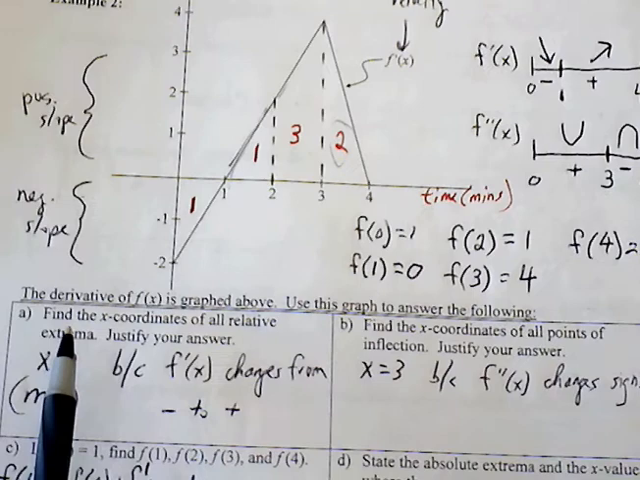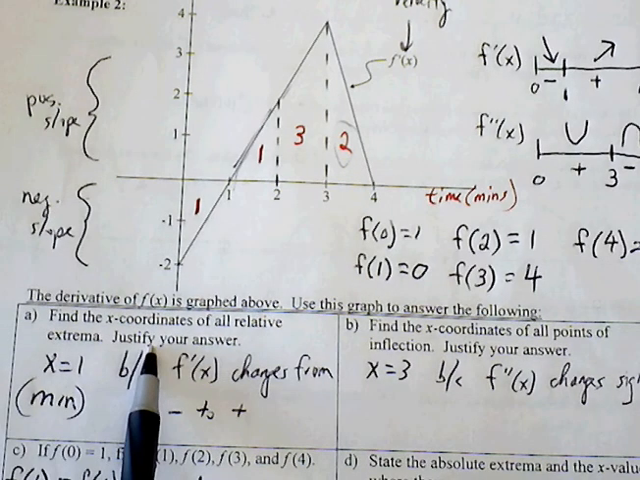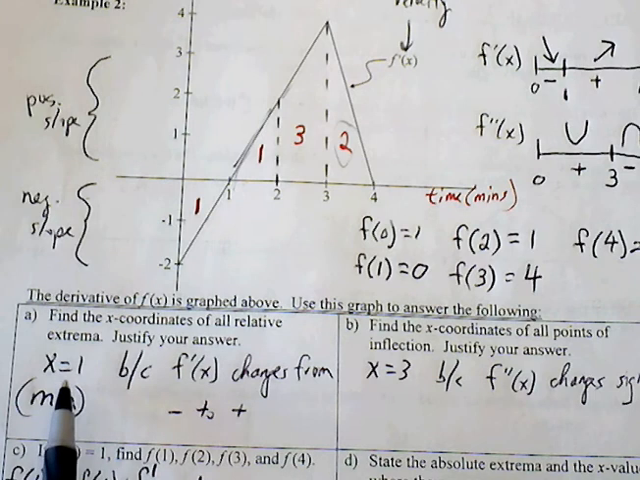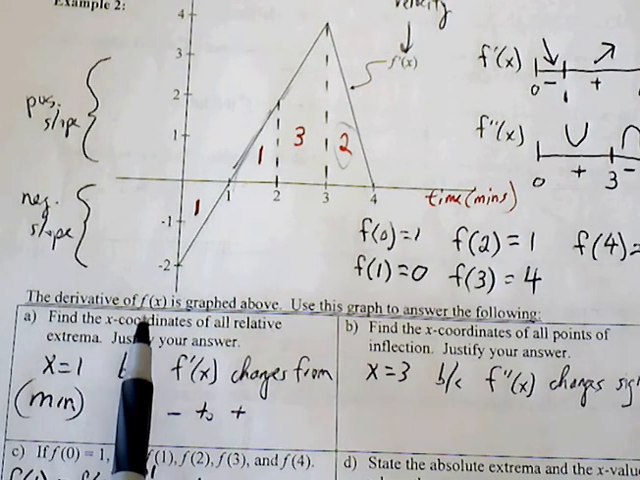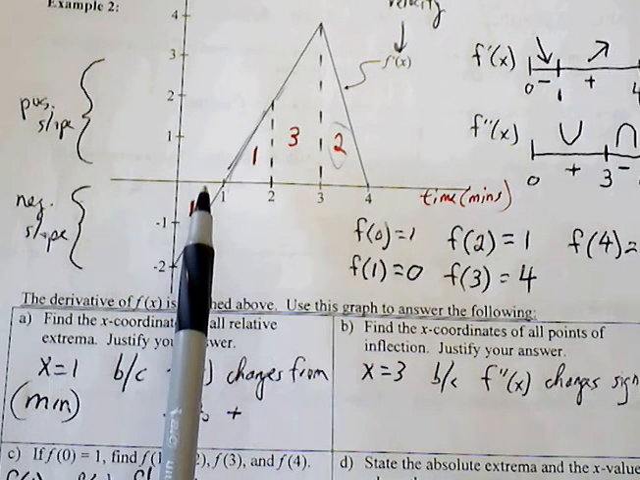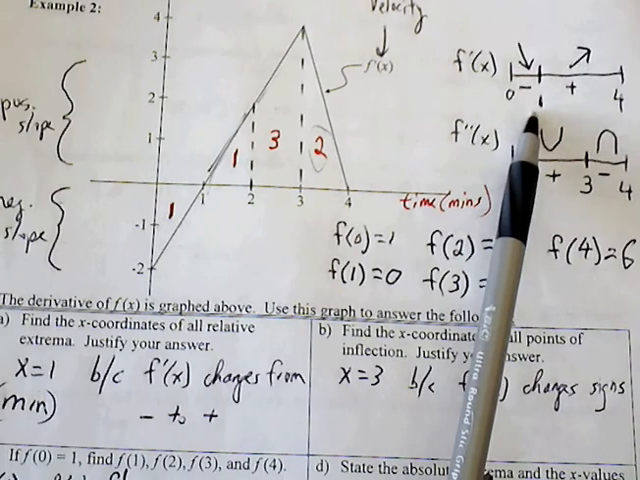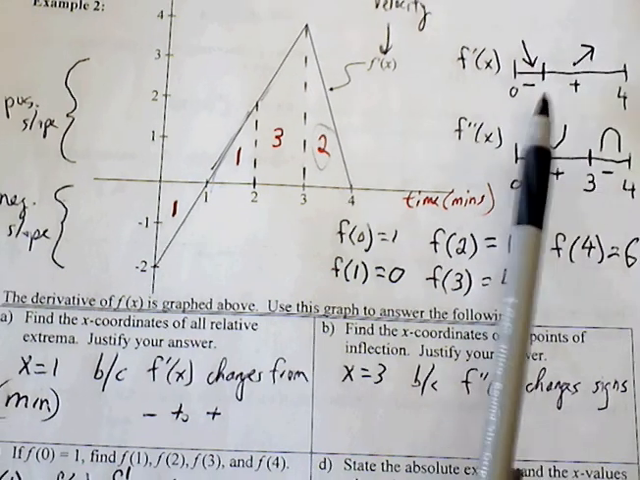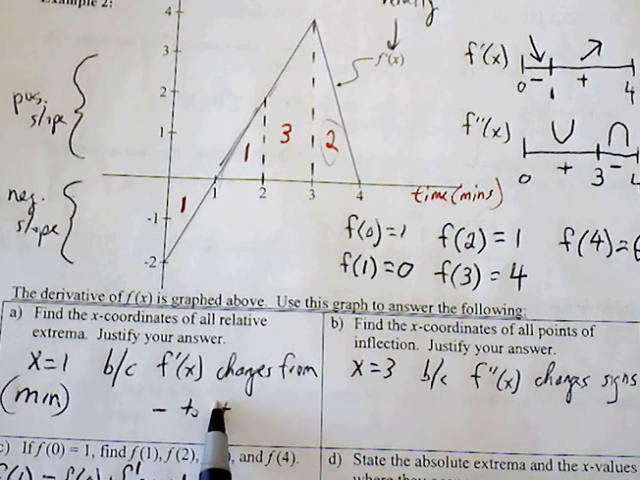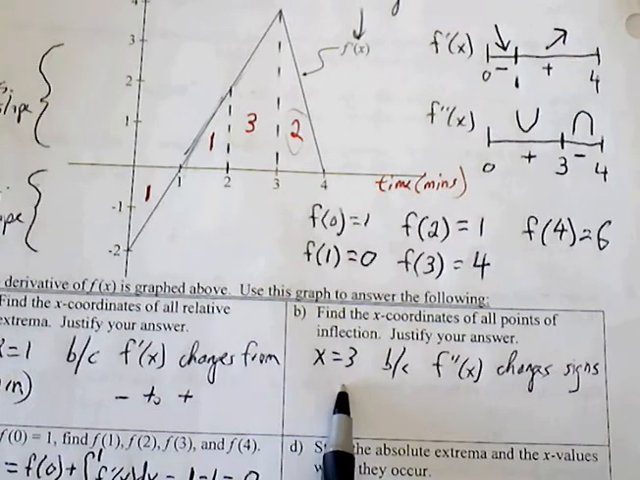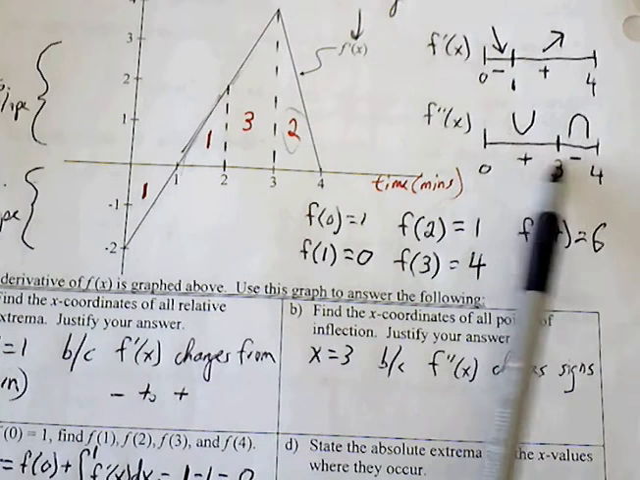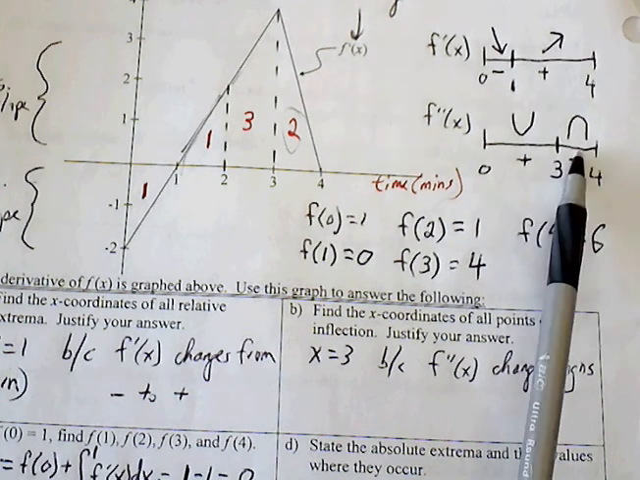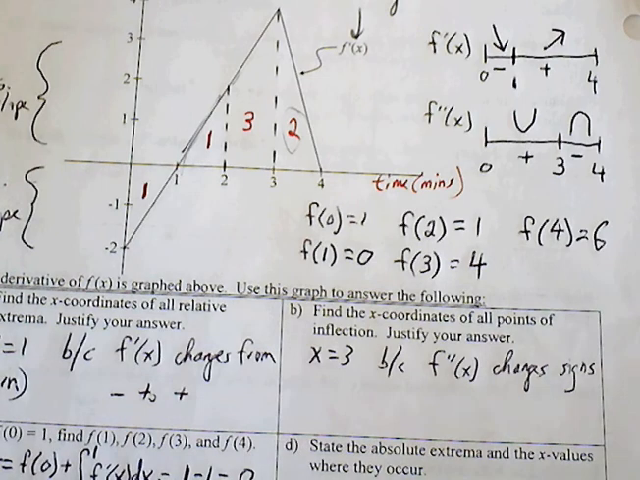For part A, find the x-coordinates of all relative extrema and justify your answer. Relative extrema is going to be where f prime goes from negative to positive, so we know that x equals 1 because f prime changed from negative to positive. Find the x-coordinates of all points of inflection. We simply look at the f double prime graph, there's a change in signs, so x equals 3.